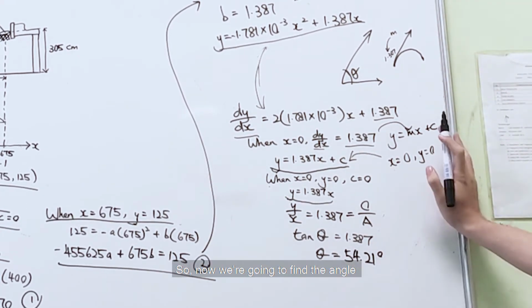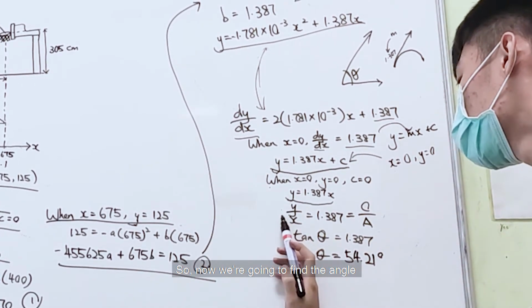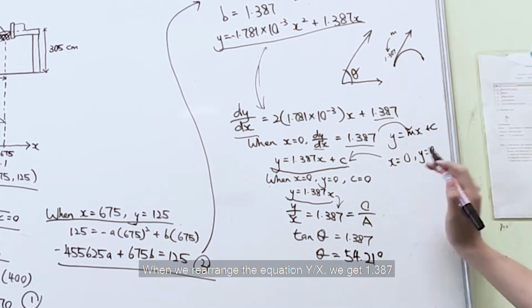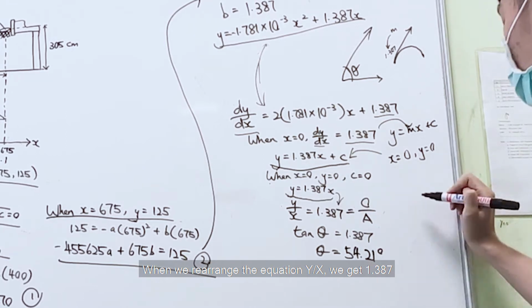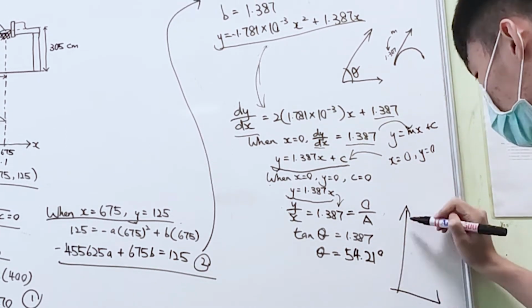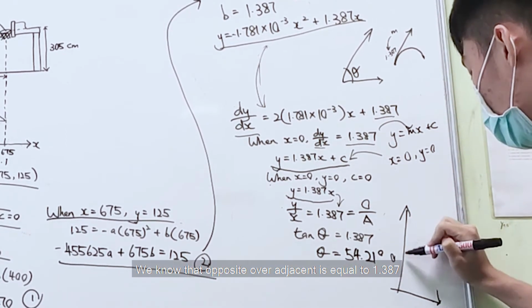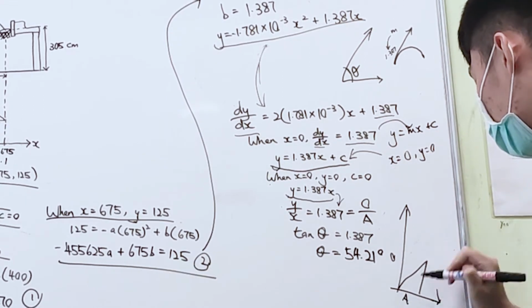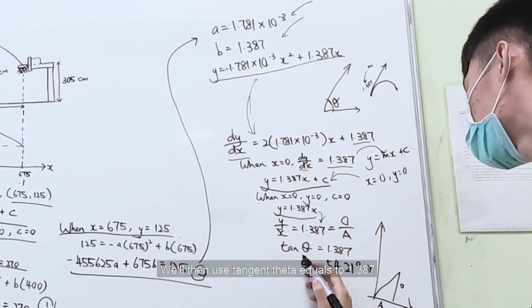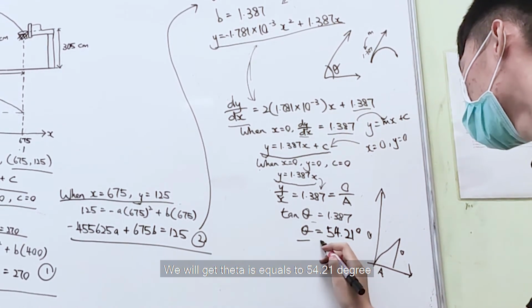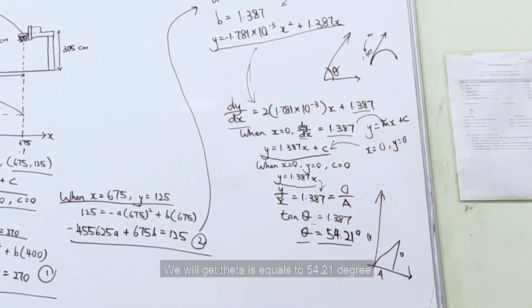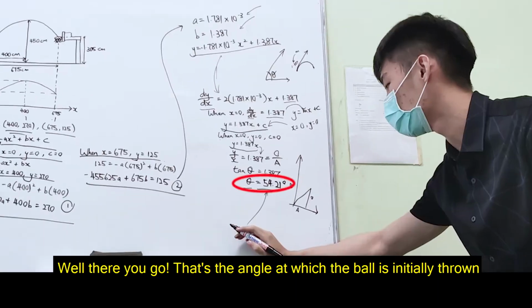So now we are going to find the angle. When we rearrange the equation, we will get y per x is equal to 1.387. We know that opposite over adjacent is equal to 1.387. We will then use tan theta is equal to 1.387, and we will get theta is equal to 54.21 degrees. Well, there you go, that's the angle at which the ball is initially thrown.